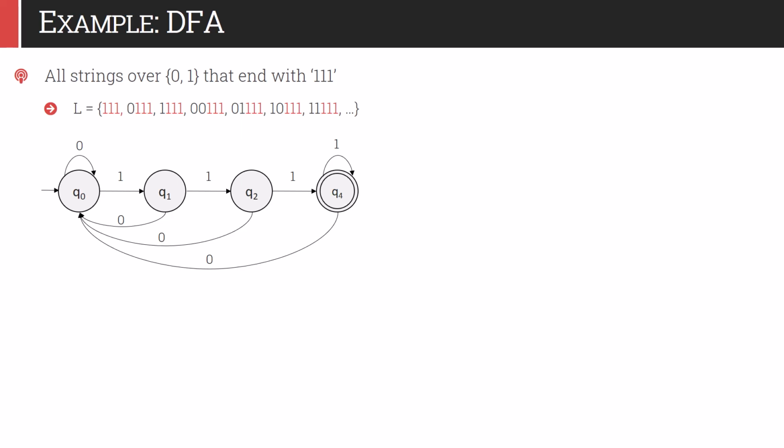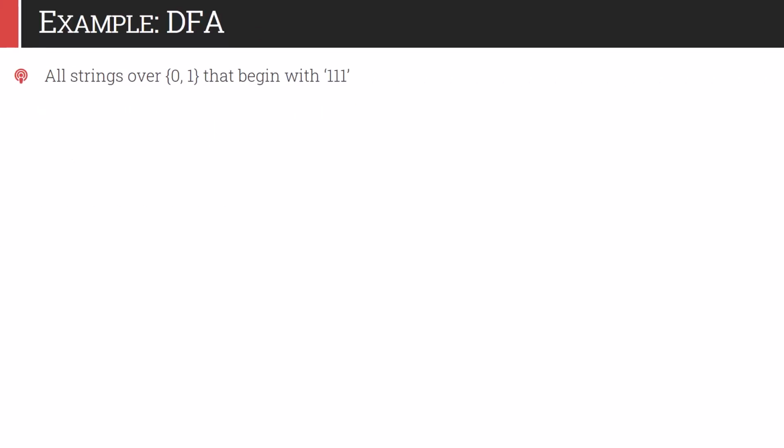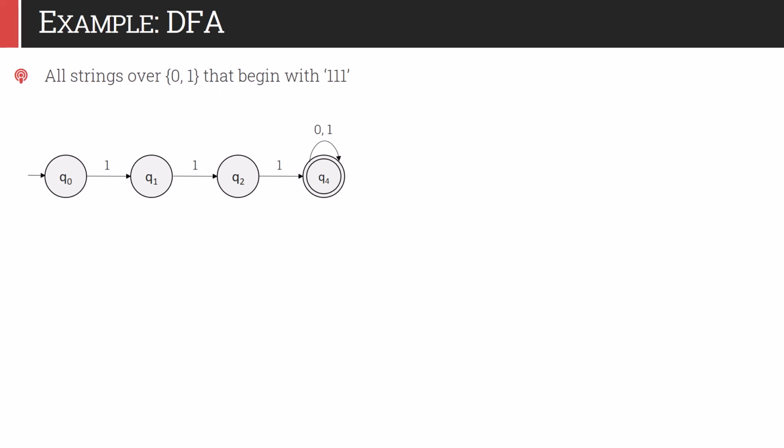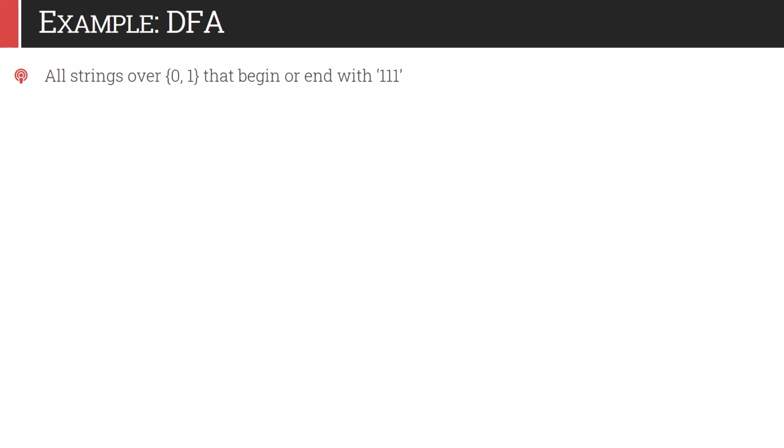If I read four 1s, five 1s, six 1s, or any number of ones, then it is ensured that the string is definitely ending with at least three 1s. Okay? 1, 1, 1. The string will be ending with 1, 1, 1. So this is what our desired DFA is: all strings over 0, 1 that begin with 111. So now 111 should be at the beginning. At the end, it could be any combination of 0 and 1. Right? So that is the desired DFA.